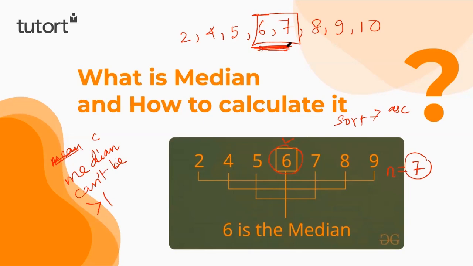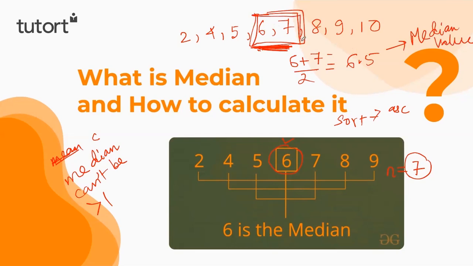The median value will be the average of these two middle values, that is 6 plus 7 divided by 2, and that is coming around 6.5. So here this is the median value. When we have an even number of data points, we have to take the average of the middle two values and get the median. When we have an odd number of data points, we can easily get the middle value, and that will be our median value. But before that, the first step is to sort the data into ascending order.